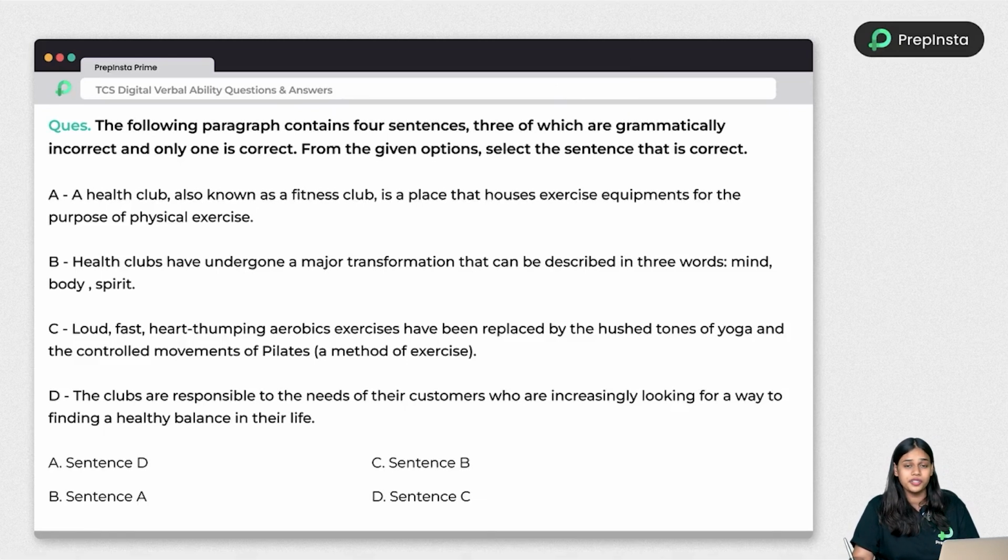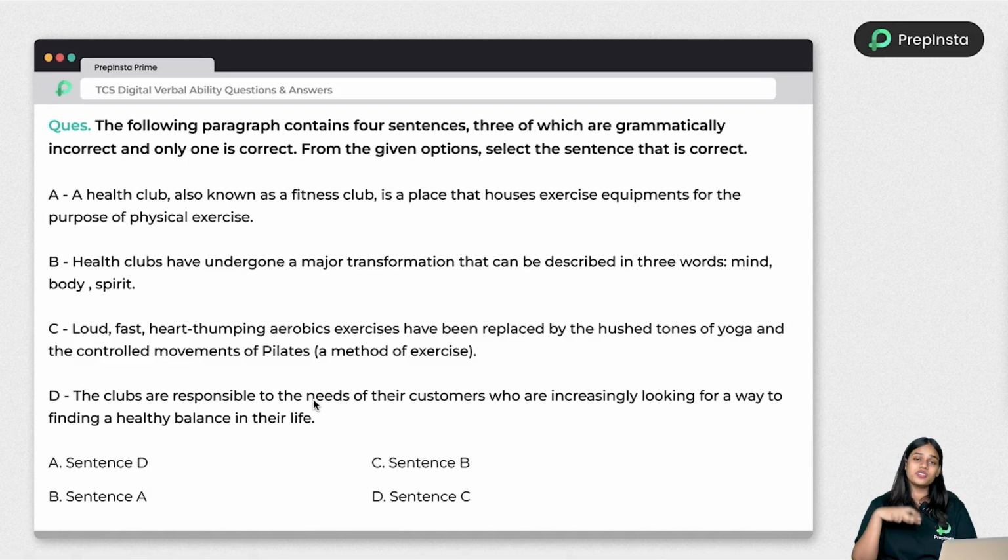Alright, so that's the first sentence for you. Second sentence coming up. Health clubs have undergone a major transformation that can be described in 3 words: mind, body, spirit. Alright, sentence C coming up. Loud, fast, heart-thumping aerobics exercises have been replaced by the hushed tones of yoga and the controlled movements of Pilates, a method of exercise. Lastly, the last sentence here says, the clubs are responsible to the needs of their customers who are increasingly looking for a way to finding a healthy balance in their life.